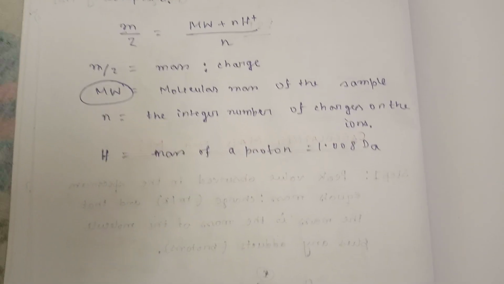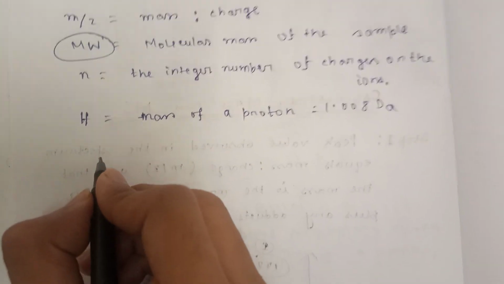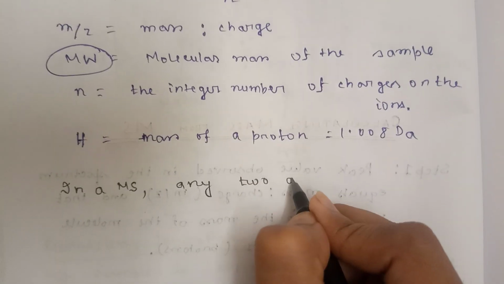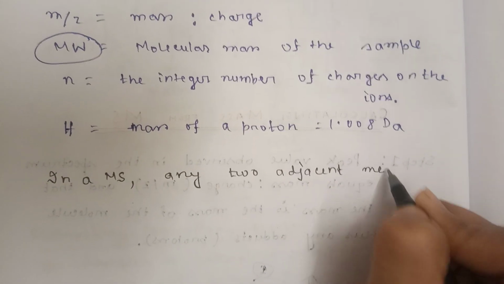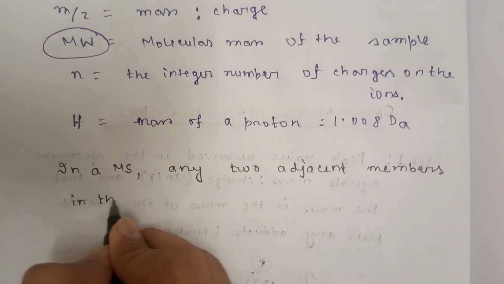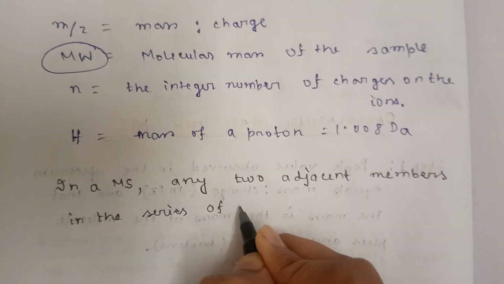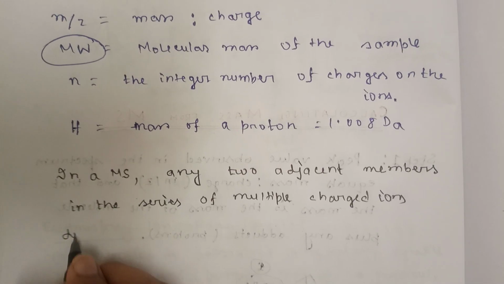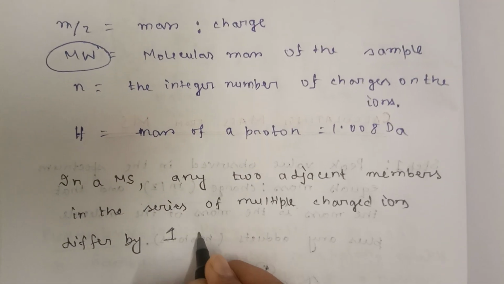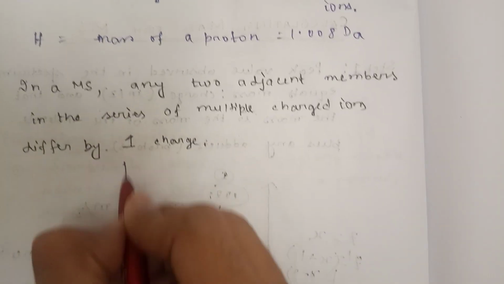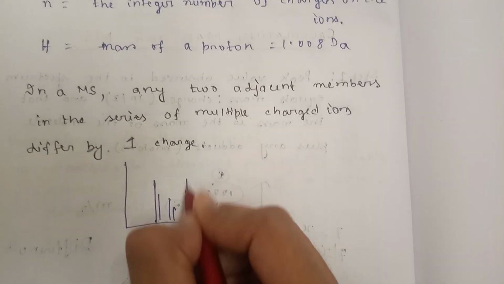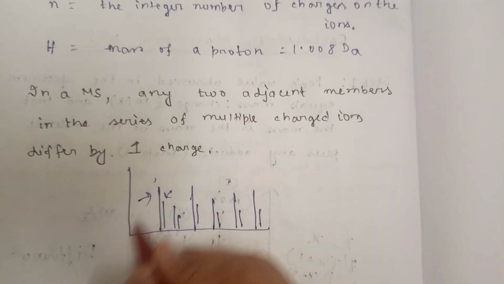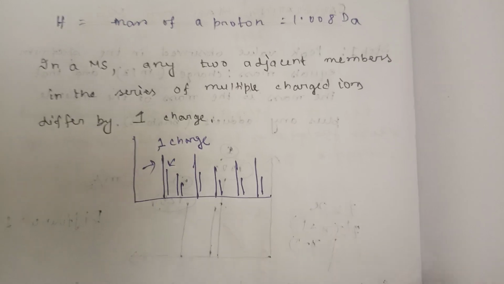Before solving the problem, let's again remember the general assumption that in a mass spectrum any two adjacent members in the series of multiply charged ions differ by how many charges? Just one charge, right? If this is the curve, for example, an arbitrary example, and this peak and this peak are adjacent, then they will differ by just one charge. Okay, so let's go to the problem.